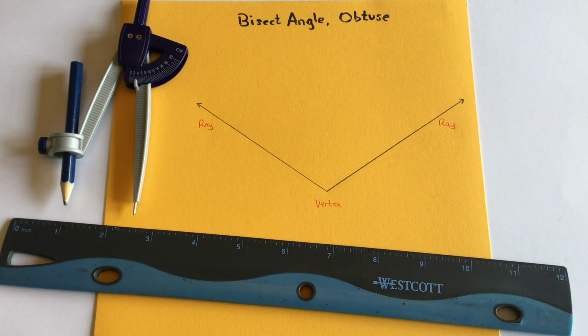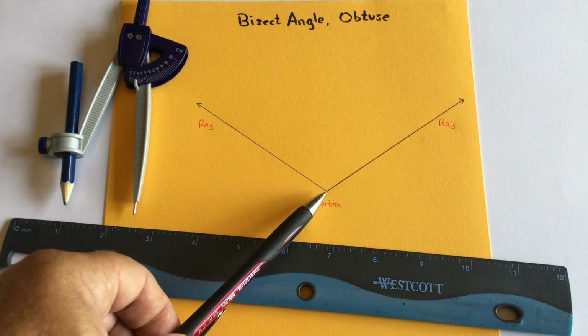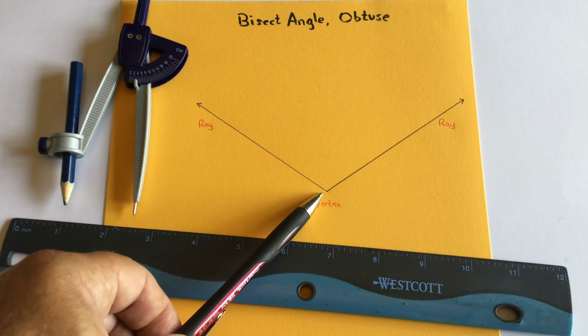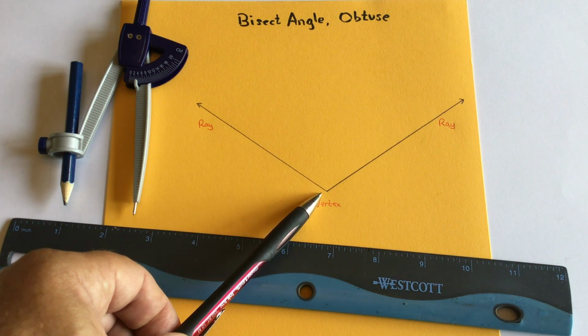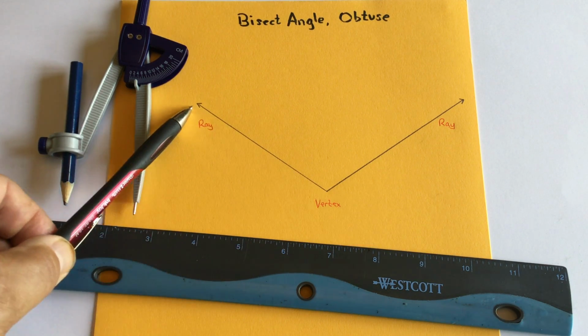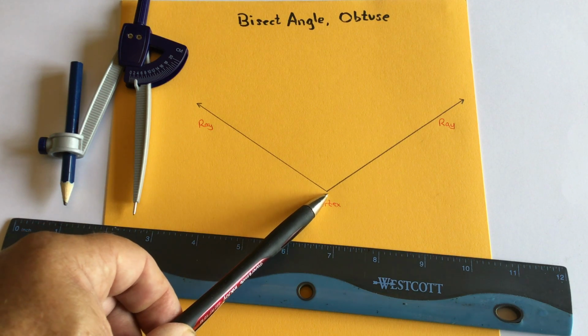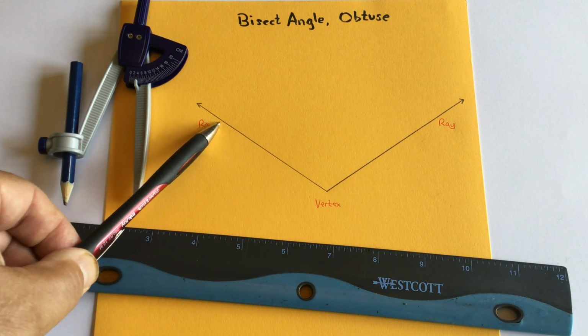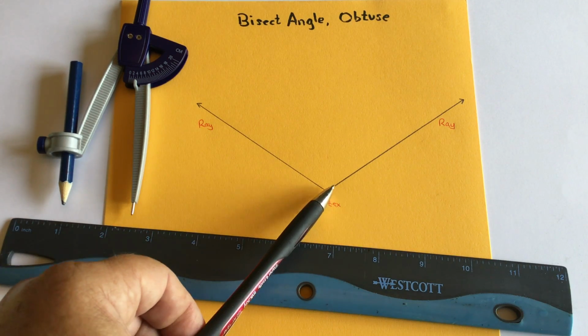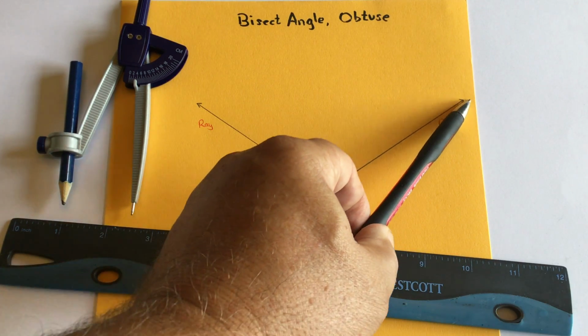Again, just as a review, remember the pointy part of our angle is called the vertex. And from the vertex, we have two sides, and the sides consist of rays. Think about a flashlight when you think of a ray. It has a distinct starting point, and it goes infinitely in one direction. And that's one side of our angle, and this ray represents the other side.